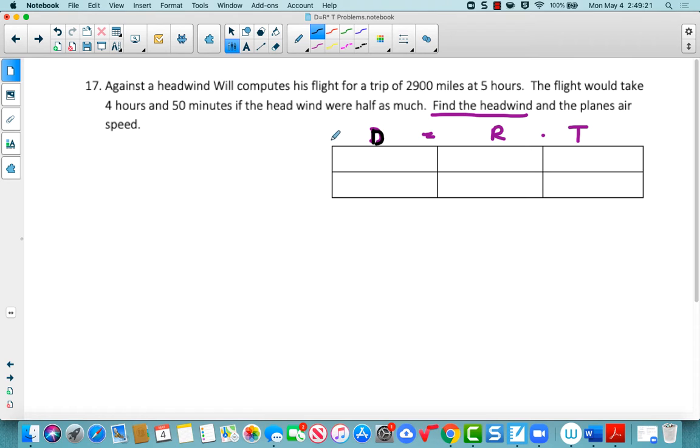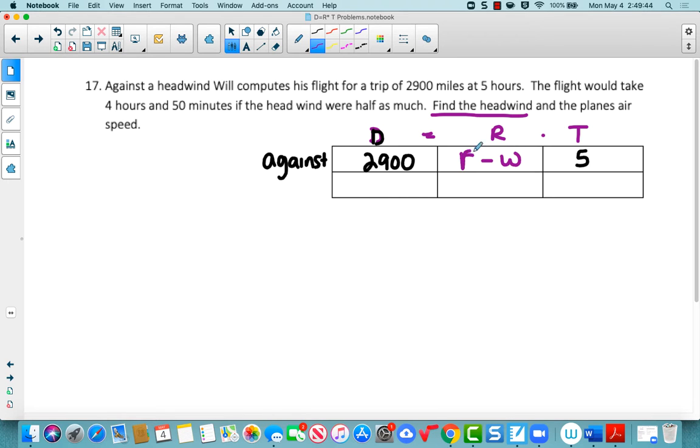So he's going against the wind. He's got a headwind. All right, so I'm going to label my first box against. It says he's going 2,900 miles. He did it in 5 hours. So my rate is unknown, meaning the plane's speed, and then the headwind, okay? So I'm going to have to then do the R minus W.